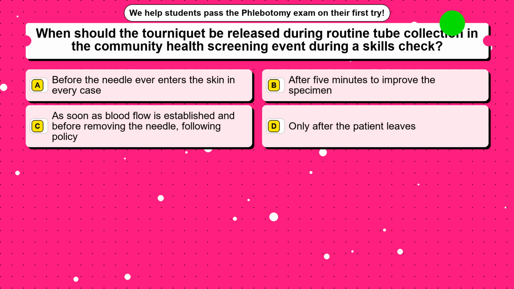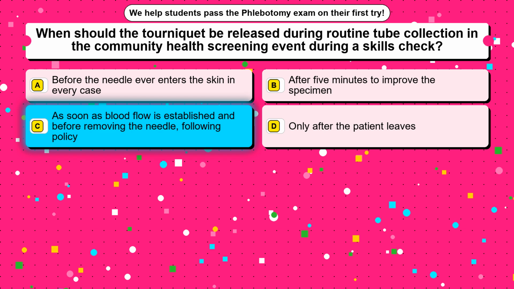Question 15. When should the tourniquet be released during routine tube collection in the community health screening event during a skills check? Option A. Before the needle ever enters the skin in every case. Option B. After 5 minutes to improve the specimen. Option C. As soon as blood flow is established and before removing the needle, following policy. Option D. Only after the patient leaves.